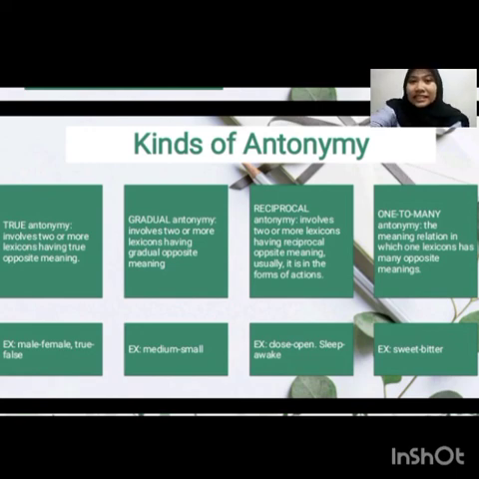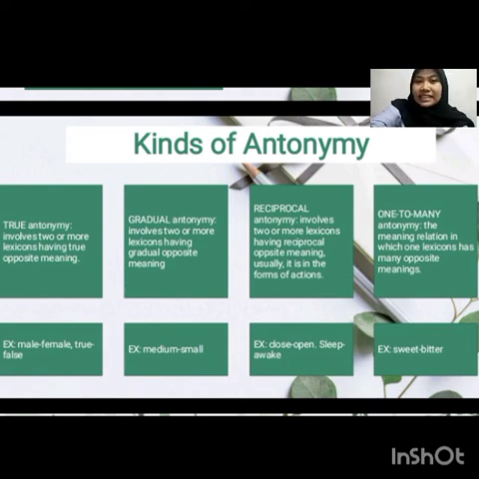The third is reciprocal antonymy. Reciprocal antonymy involves two or more lexicons having reciprocal opposite meaning. Usually, it's in the form of actions. The examples are close, open and sleep, awake.